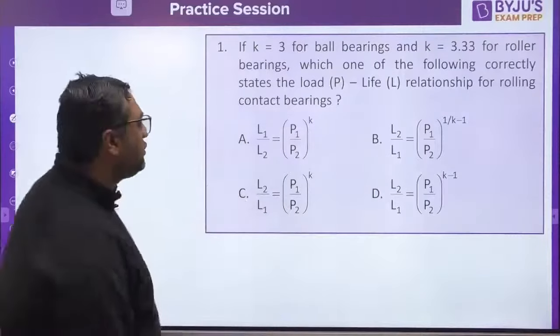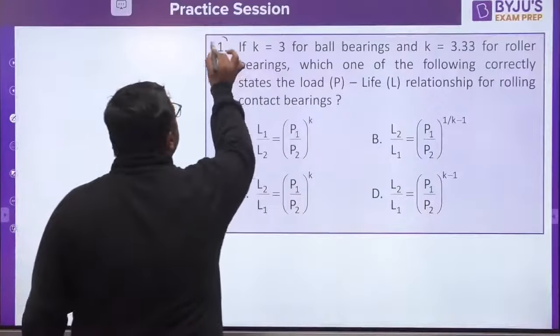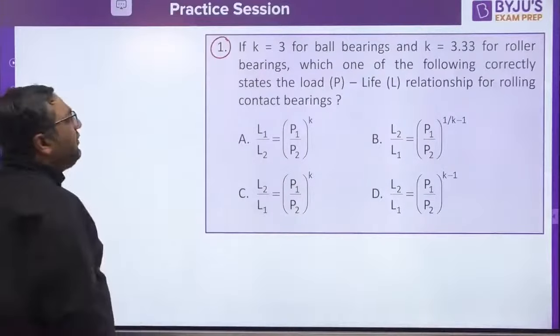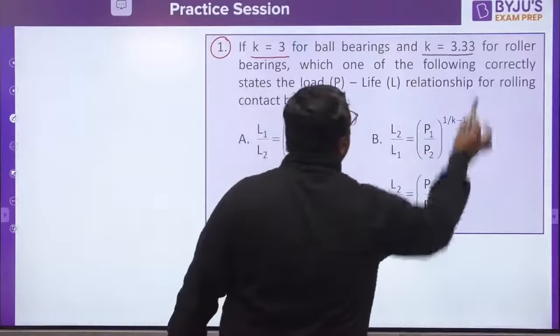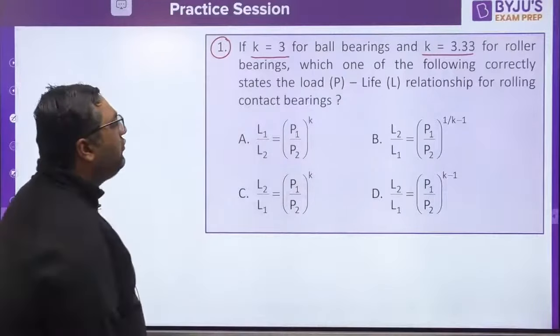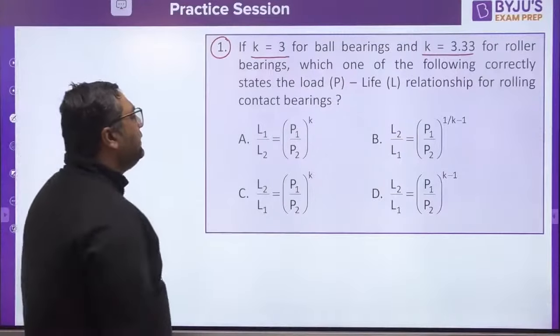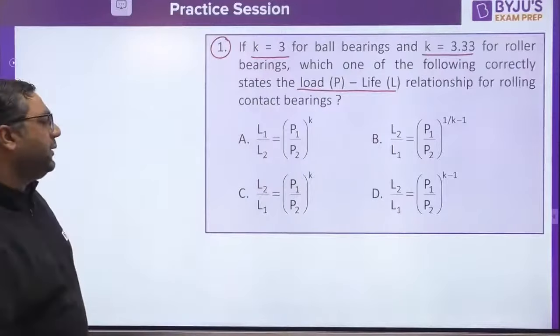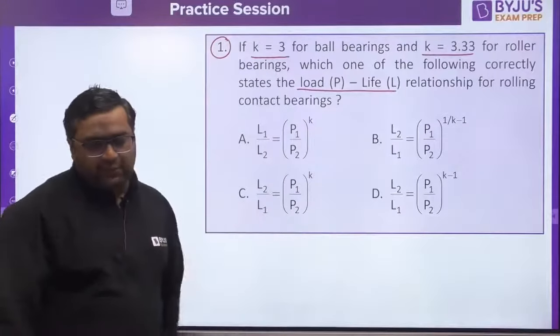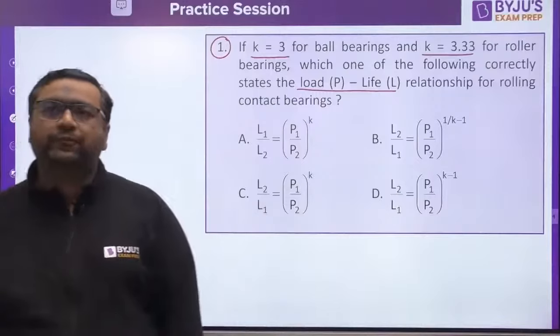So this is the very first question guys. If K is 3 for ball bearing and 3.33 for roller bearing, which one of the following correctly states the load life relationship for rolling contact bearing? So dear, these are your options. Please tell me the right option.